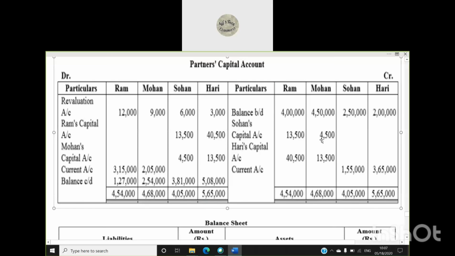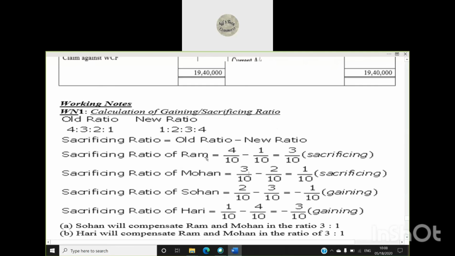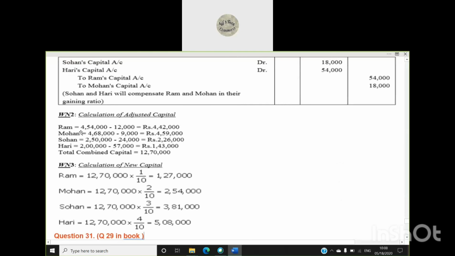Ram and Mohan will be getting this much amount from Sohan and Hari in the ratio of 3 is to 1. And Mohan will also be getting this goodwill in the ratio of 3 is to 1. And in the same way, Sohan's account and Hari's account will be debited in the ratio of 3 is to 1. This we have done. No other entry in the partners capital account is there. Now we will do the adjustment of capital. How will we be doing the adjustment of capital?